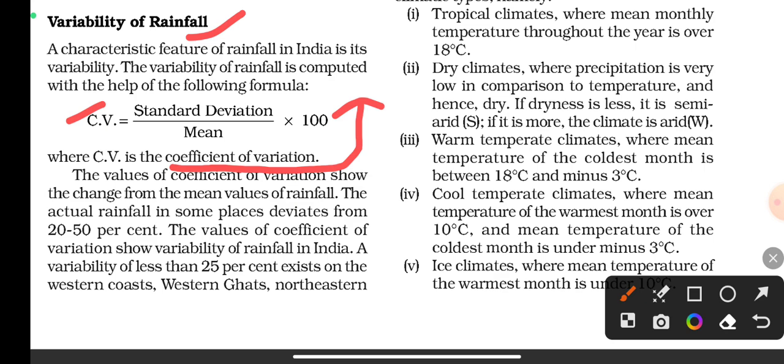The values of coefficient of variation show the change from the mean values of rainfall. The actual rainfall in some places deviates from 20 to 50%. The values of coefficient of variation show variability of rainfall in India.